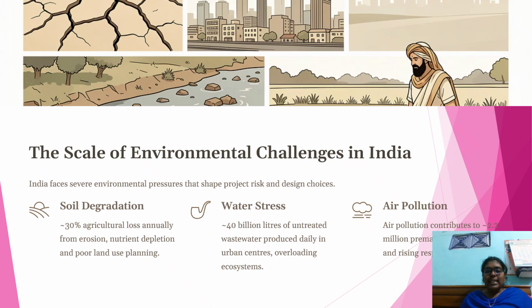So, the scale of the environmental challenges in India. India faces serious environmental pressures that shape project risk and design choices. Soil degradation means about 30% of agricultural land is lost to erosion, nutrient depletion and poor land use planning. Water stress means 40 billion liters of untreated wastewater is produced daily in urban cities, overloading the ecosystem. 40 billion liters are being wasted in urban areas. This is one of the main challenges. Air pollution is also a risk, contributing to millions of deaths.